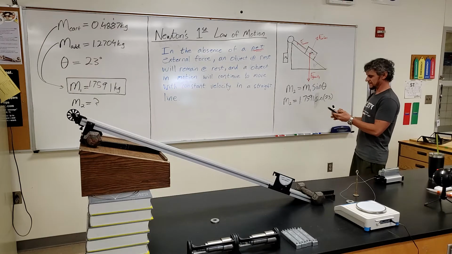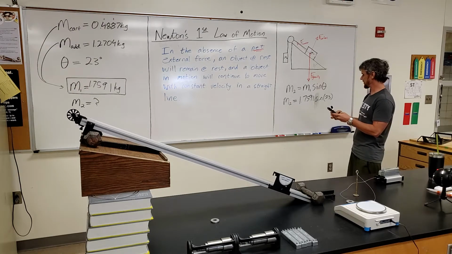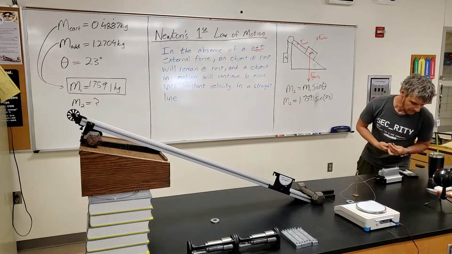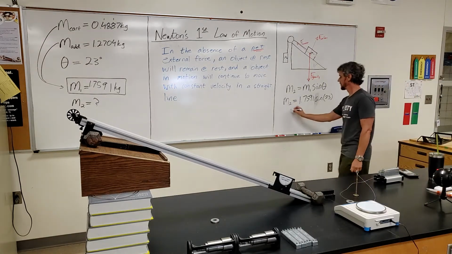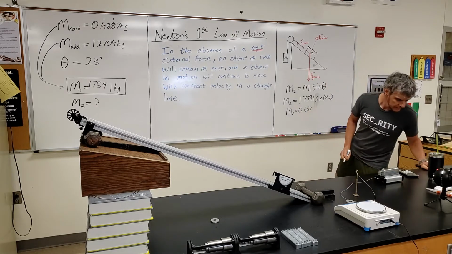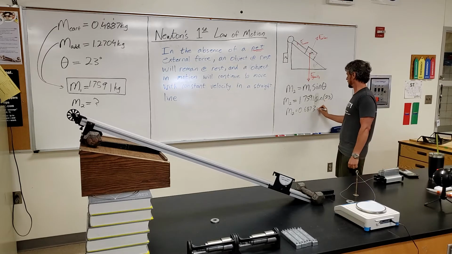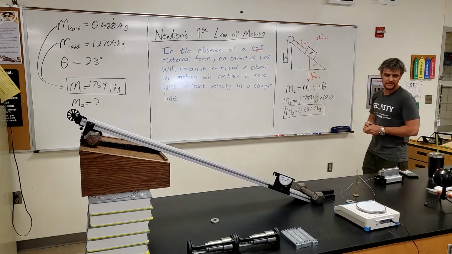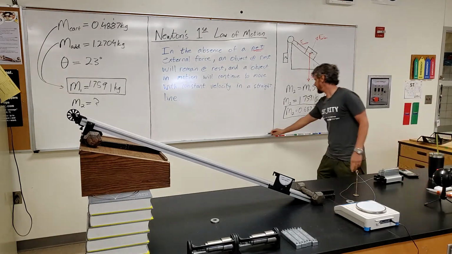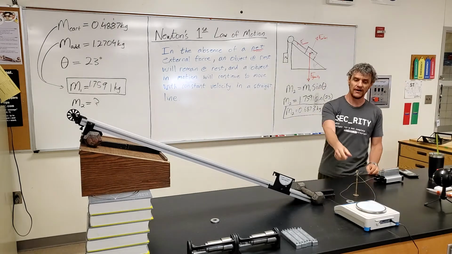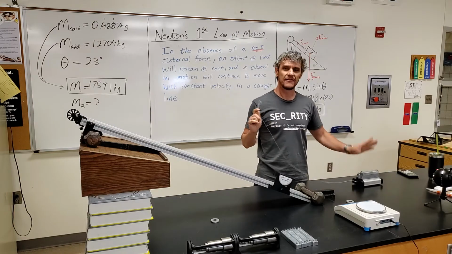But I am going to punch those numbers in here. So when I multiply the sine of 23 degrees times 1.7591 kilograms, I get 0.687. So that means that mass 2 needs to be 0.6873 kilograms. So if this works, then if I put 687.3 grams or 0.6873 kilograms on this mass hanger, including the mass of the mass hanger, then we should balance.